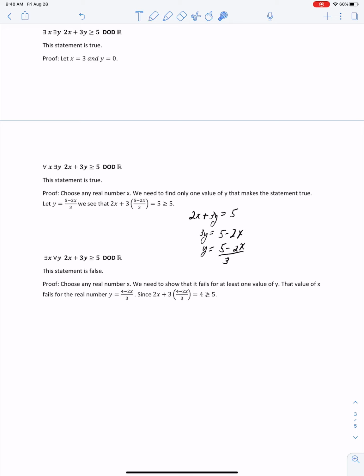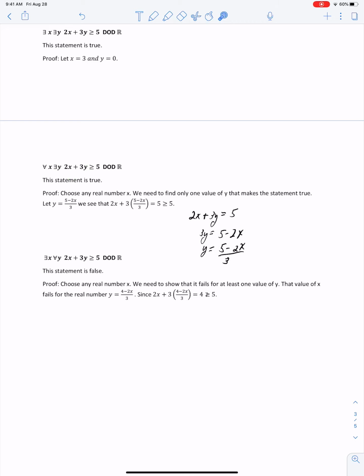All right, so I'm going to say, for this arbitrary x, let y be 5 minus 2x divided by 3. Then it's not hard to see that if I plug that in for y here, I get 2x plus 3 times 5 minus 2x divided by 3. When I clean things up, 2x goes away, and I end up with 5, and it's true. 5 is greater than or equal to 5. So for any x, I have found a y that works. Hence, this statement is true, and that's a rigorous argument.